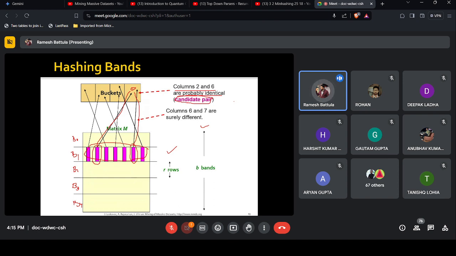Now observe here column 6 and column 7. These two are different documents. These two are not mapping to a single hash value. If these two were mapped to a single hash value, we would treat them as a candidate pair.